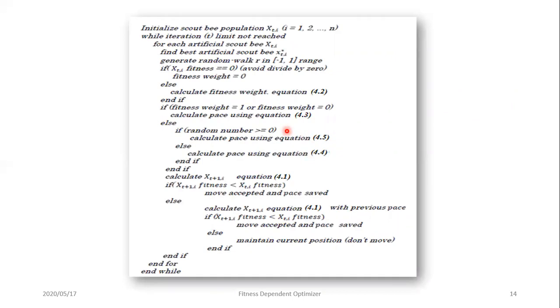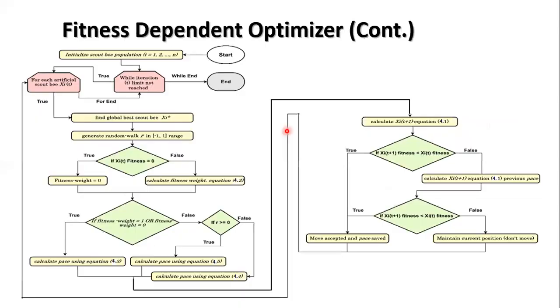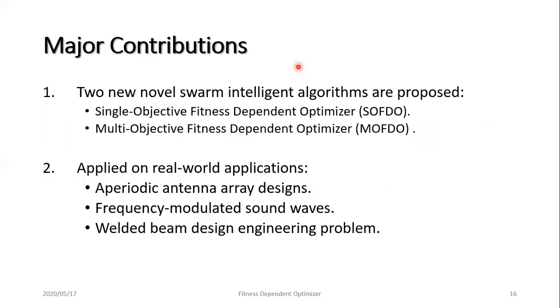Now this is the pseudo code for the algorithm, and this is the flow chart. You can check it and work on it, and it is there for you.